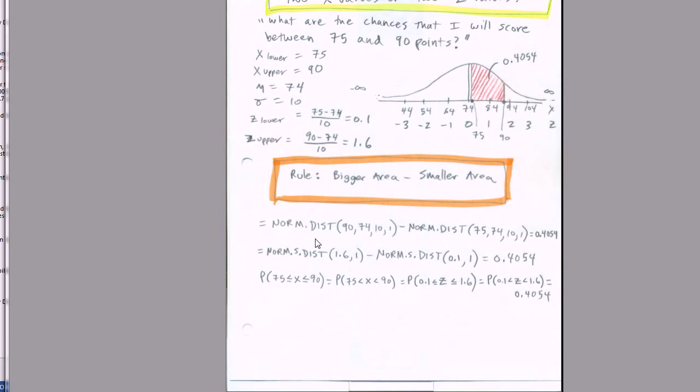Here are our formulas. It's going to be the bigger NORM.DIST minus the smaller NORM.DIST. Or if we're using z's, the bigger z probability or area minus the smaller z probability.